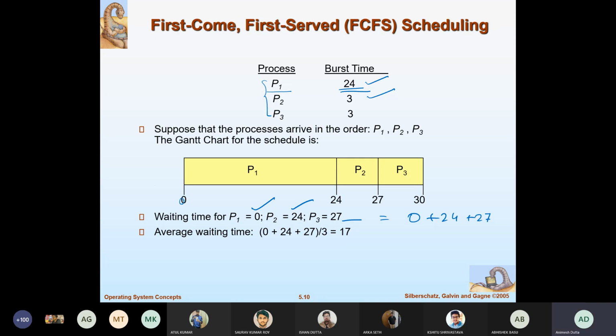Kshitij, was the question you asked cleared? Yes, sir. I was asking the difference between burst time and turnaround time.